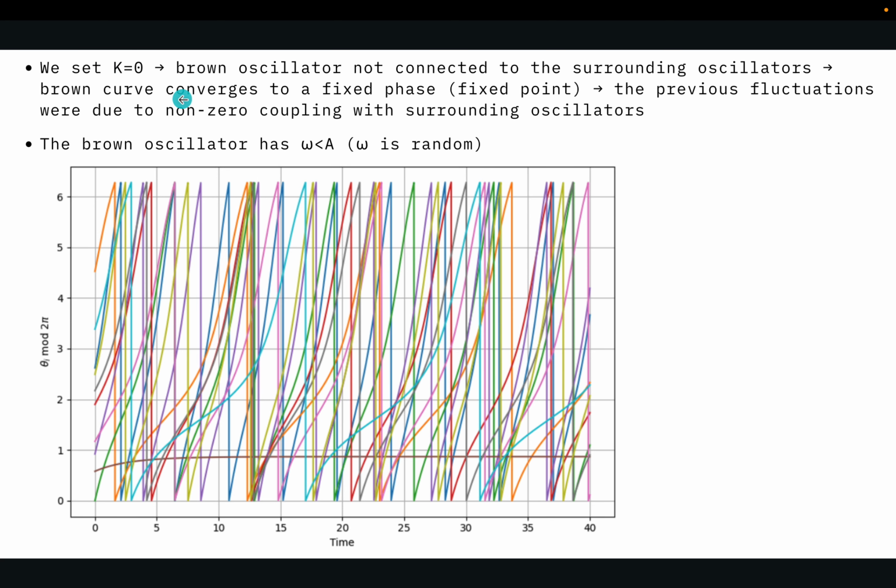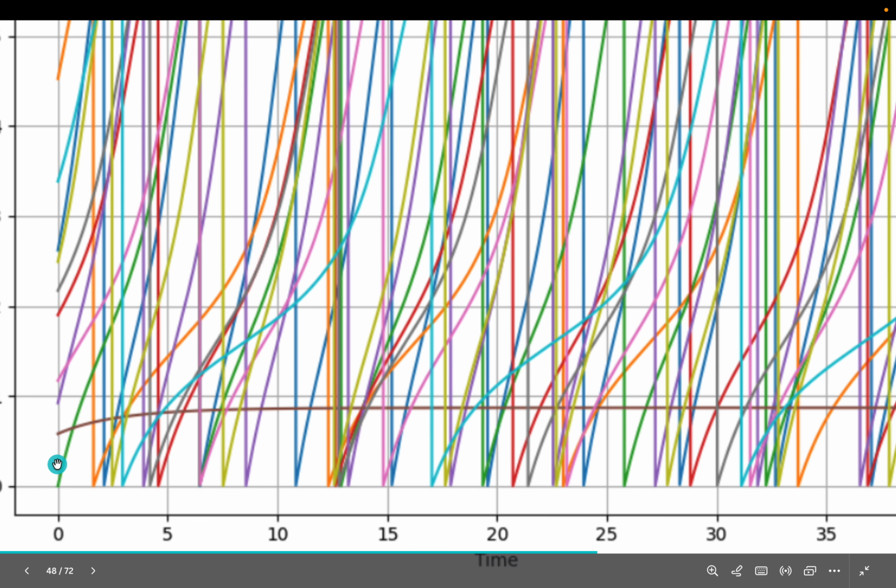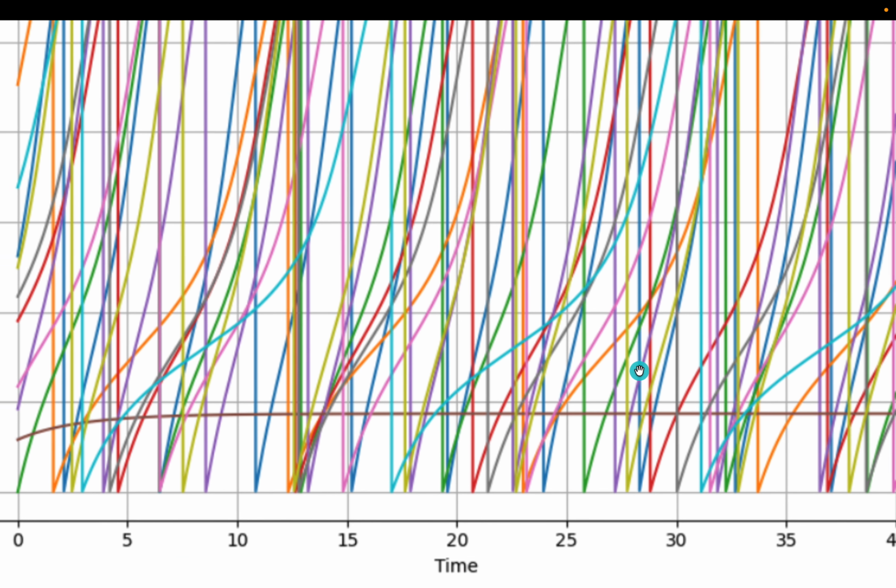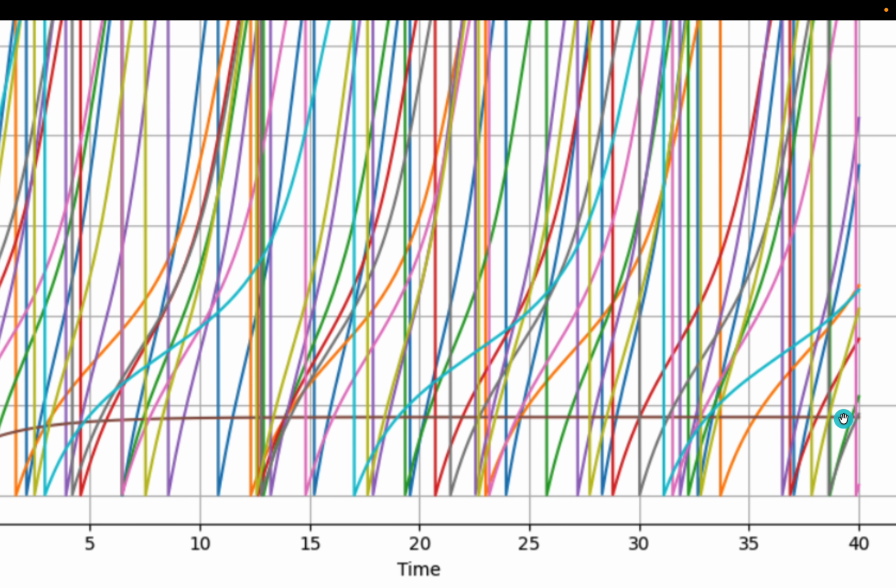Well, we set k equals 0. K is the connection strength. I am holding hands with, let's say, you. So k is how strongly we are holding hands. If k is 0, that means we stop holding hands. We drop our hands, basically. And now you see this brown curve becomes straight. It converges to a stable point.